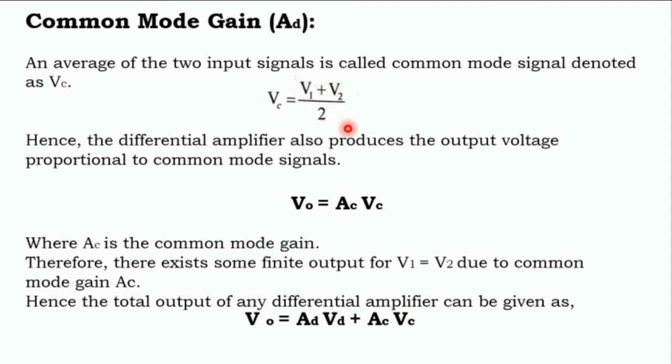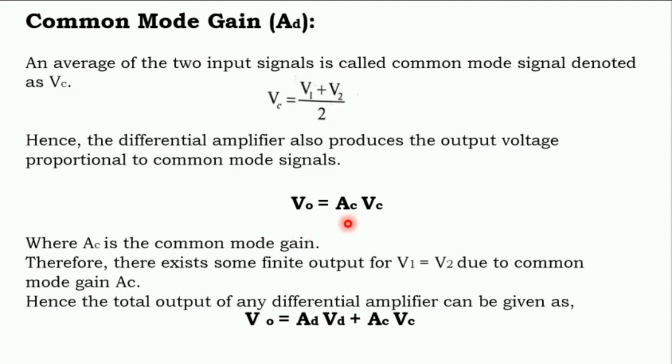Here is an average of that particular input signals. Hence the differential amplifier also produces the output voltage proportional to common mode signal. So the same formula as the previous one applies for this common mode gain. The common mode gain has the average of both the inputs, and the differential gain has the difference of both the inputs. So this is the basic understanding between the common mode gain and differential gain.